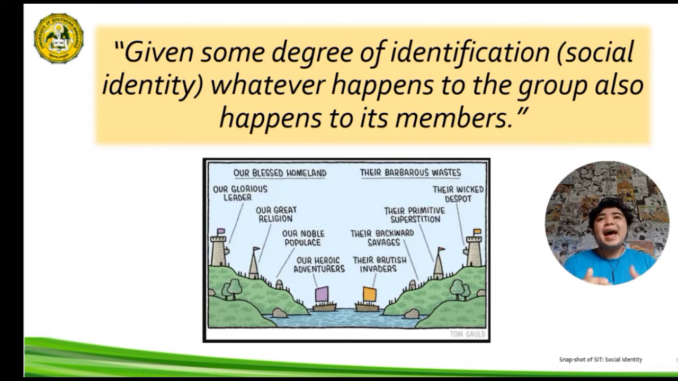To have a deeper discussion, I'm going to show you a picture by Tom Gauld. Here you can see two different groups. The first is named Our Blessed Homeland, and the other one is Their Barbarous Wastes. On the title, you can see that it's very biased toward one group. The first group is what we call the in-group, and the other group is the out-group, or what we call the us and the them.